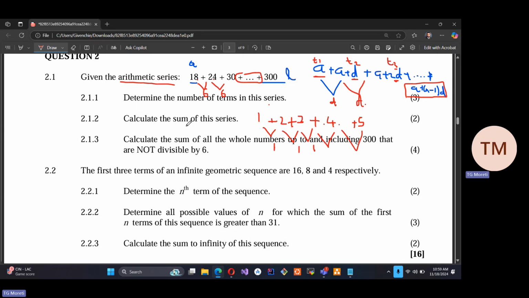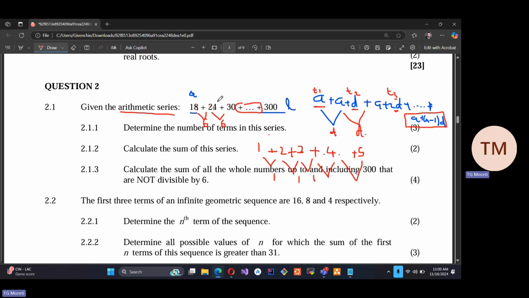So now the first question says determine the number of terms in this series. When they're looking for the number of terms, they are looking for 1, 2, 3, including all of the omitted numbers up to 300. To determine the number of terms, we're going to be using the formula Tn, our general formula, which is defined as a plus (n minus 1)d. Tn is also our last term, so it's going to be 300, our first term is 18, plus (n minus 1) and our difference is 6, then we'll get 300.